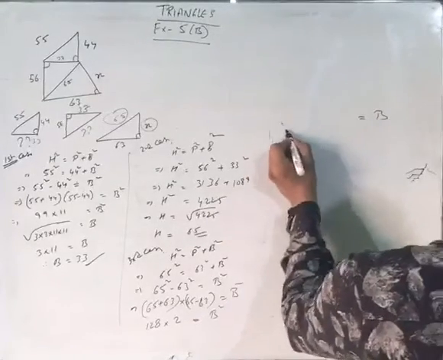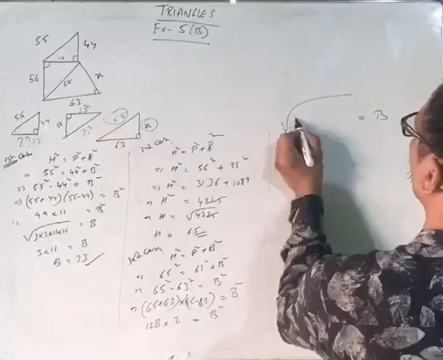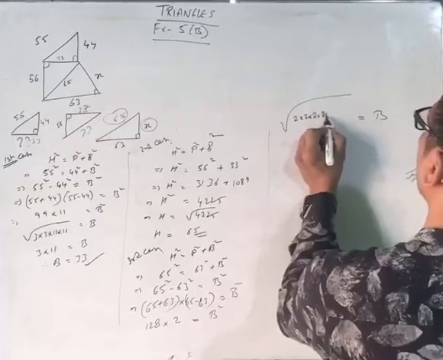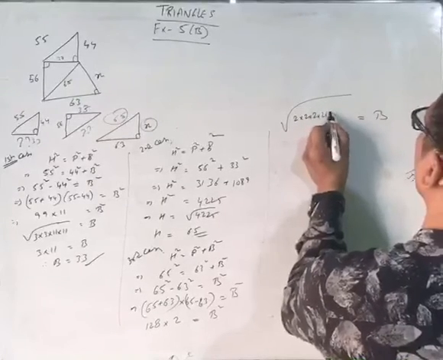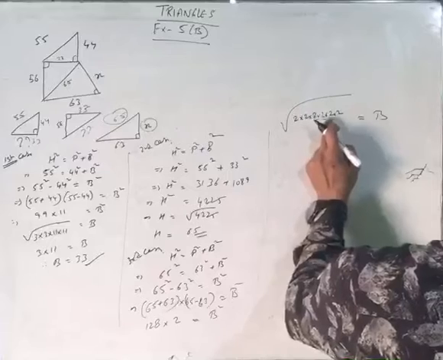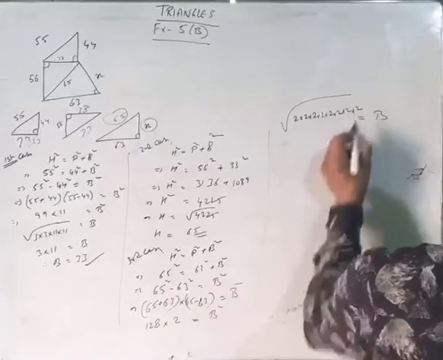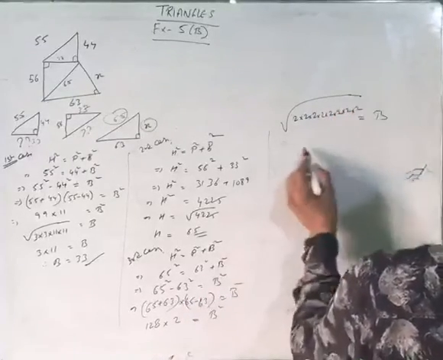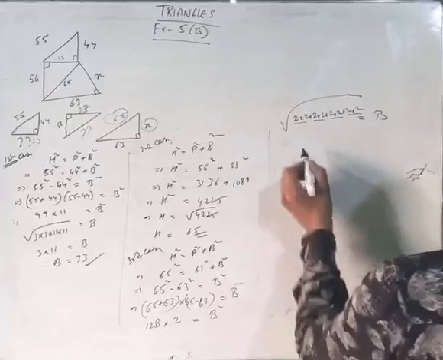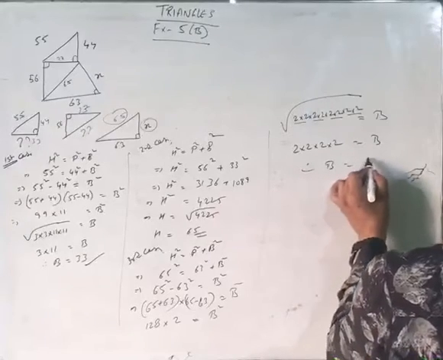When you divide by 2, you get 64, 32, 16, 8, 4, 2, 1. So 2 to the 4, 8, 16, 32, 64, 128, this one, and multiply by 2, this. Now you have to find the square root. This occurs in pair, this occurs in pair, this occurs in pair, and this occurs in pair. You will get 2 multiply 2 multiply 2 multiply 2, in this way you get 16.